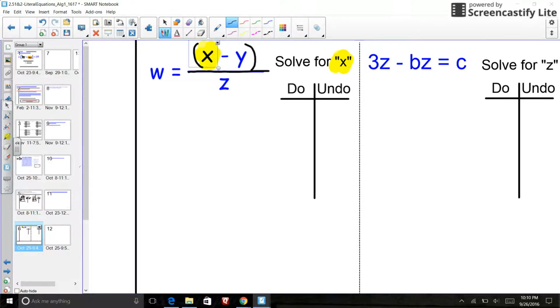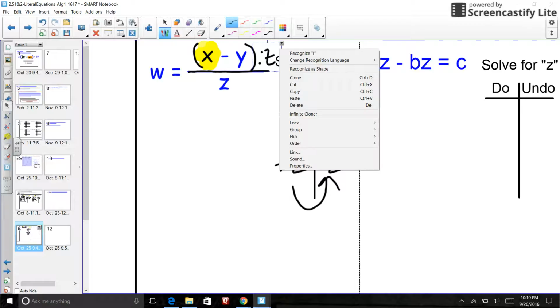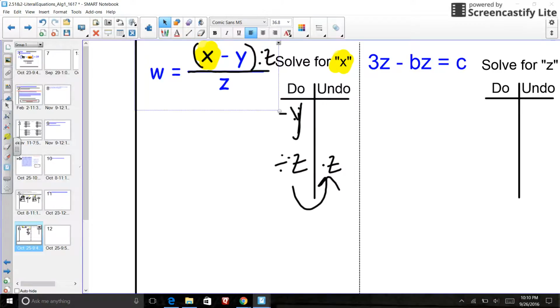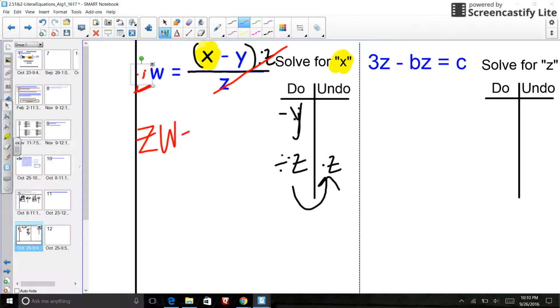So what's being done to my x? I minus y, and then I divide by z. Do you remember that day I showed you the zipper? What I did last, I undo first. So in this case, I actually times by z first. So times by z, look, that cancels that out. And my little pencil thing is cranky. So those cancel, and then times z over here. So I've got zw equals x minus y.